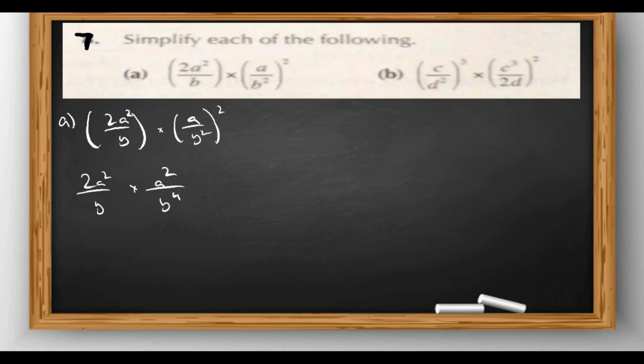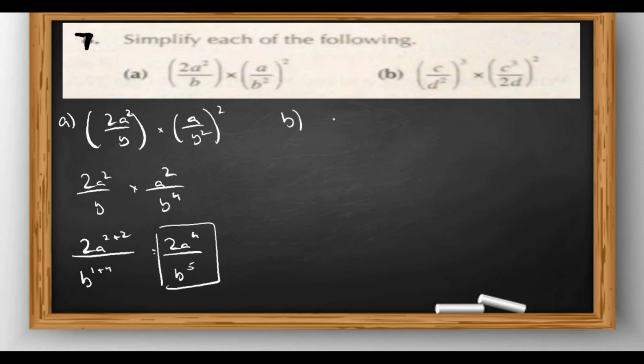Now 2a square plus 2, because the sign is multiply, you will add the powers, and b raised to power 1 plus 4. So this would become 2a^4 upon b^5, and this would be your final answer.